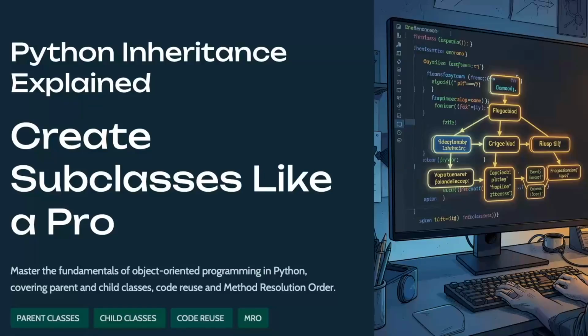Hello and welcome back to the Python OOP series. In the previous video, we learned about encapsulation, different types of attributes, getters, setters, and how to protect an object's internal data. Today, we will be moving into another fundamental pillar of object-oriented programming called inheritance.